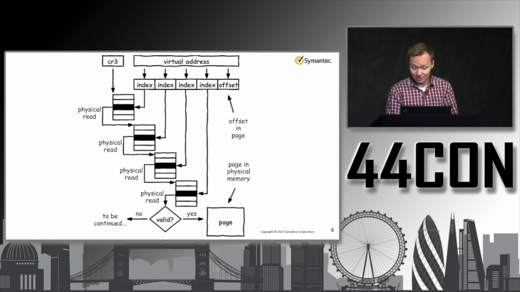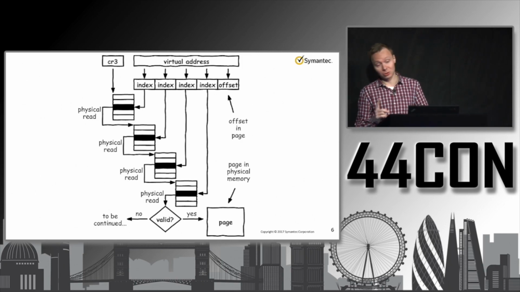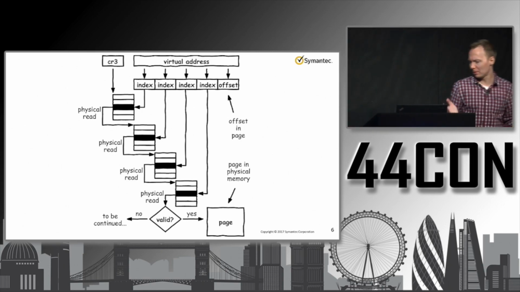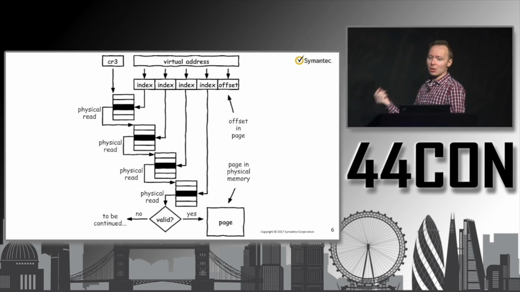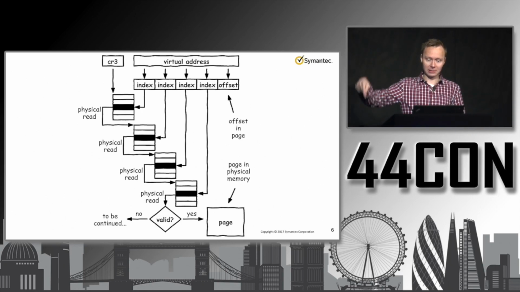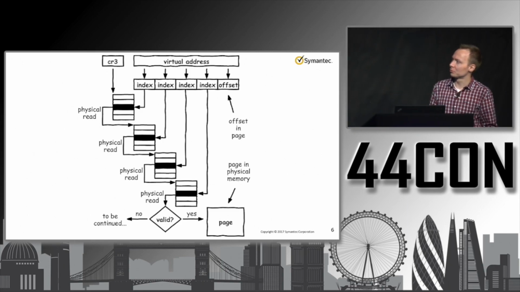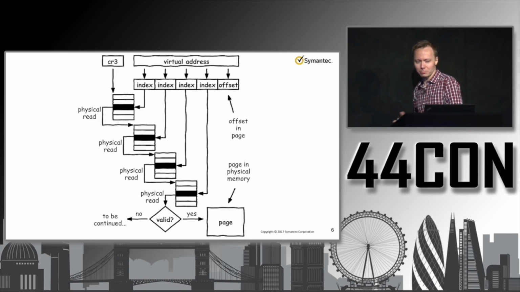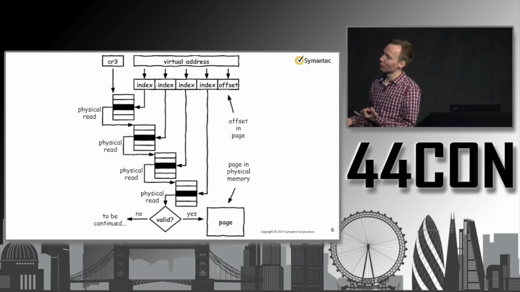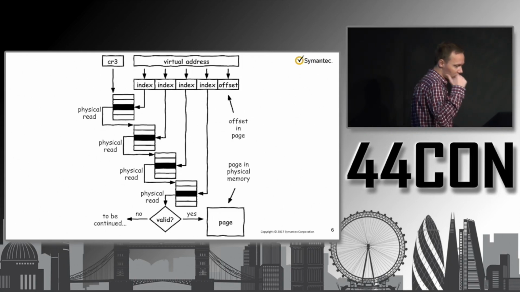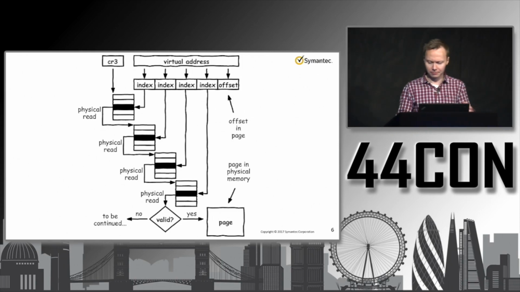Once you have a valid page table entry, it will give you the physical address of the page in memory, which is normally 4K big. And then you use the last few bits of the virtual address as an offset into that page. That's how it's done. But one of the challenges with this is the performance overhead, since you need to do four physical reads every time you want to do a read, just for a translation, which is why this is normally implemented in hardware.